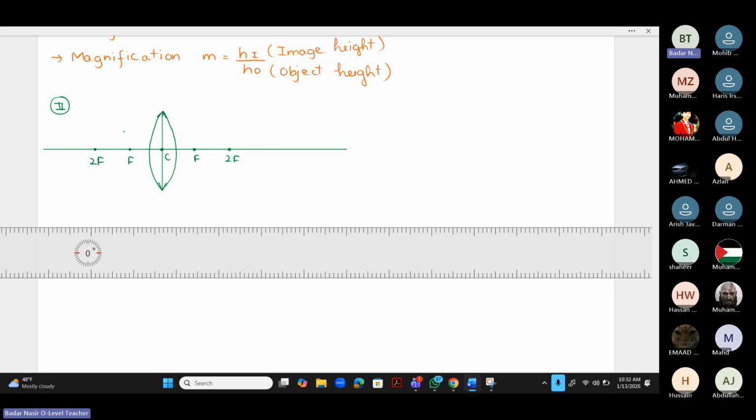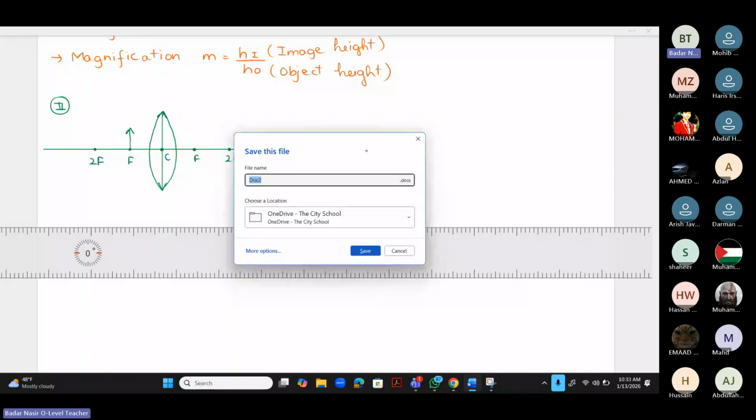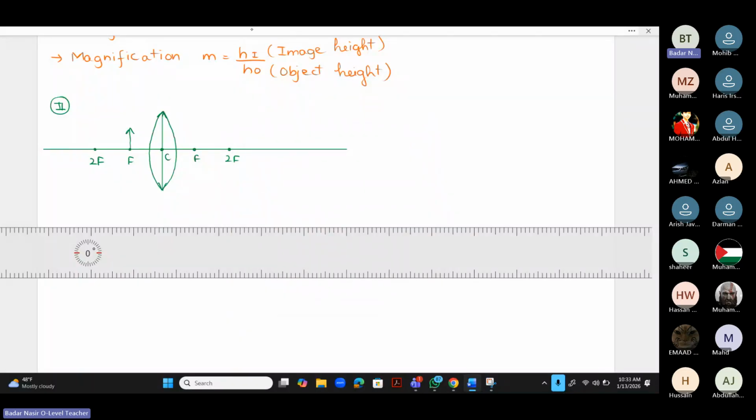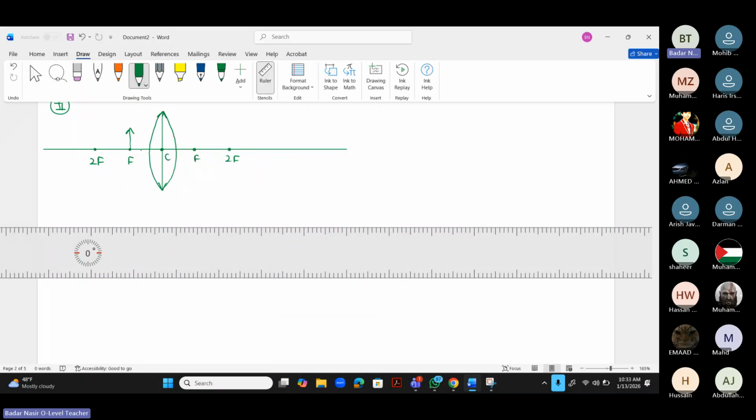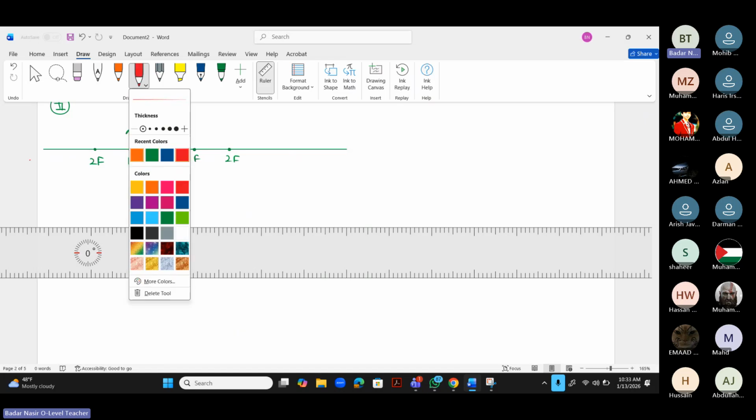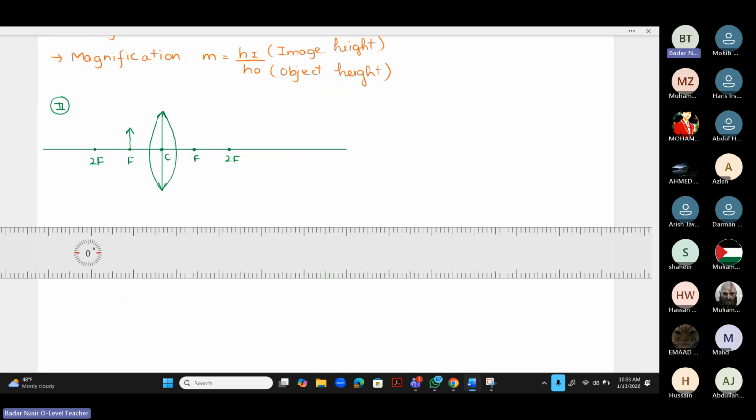Now what we are going to do, we will place the object at the focal point of the lens. So this is the object. Okay, now we have to draw the rays. We will follow the same procedure. What was the procedure? The procedure is the same that I wrote above in the instructions: first you have to draw a ray which passes from the top of the object and through the optical center, and then you have to draw another ray which is parallel to the principal axis, and then it passes through the focal point F.